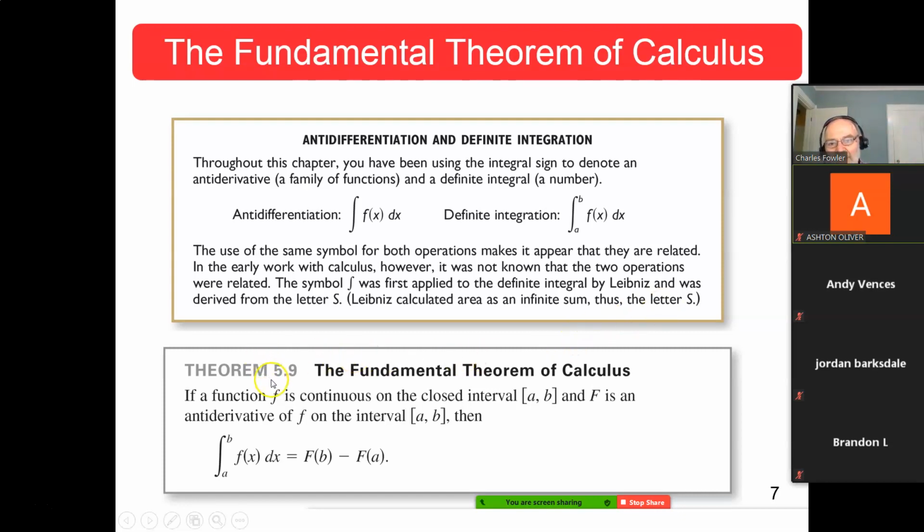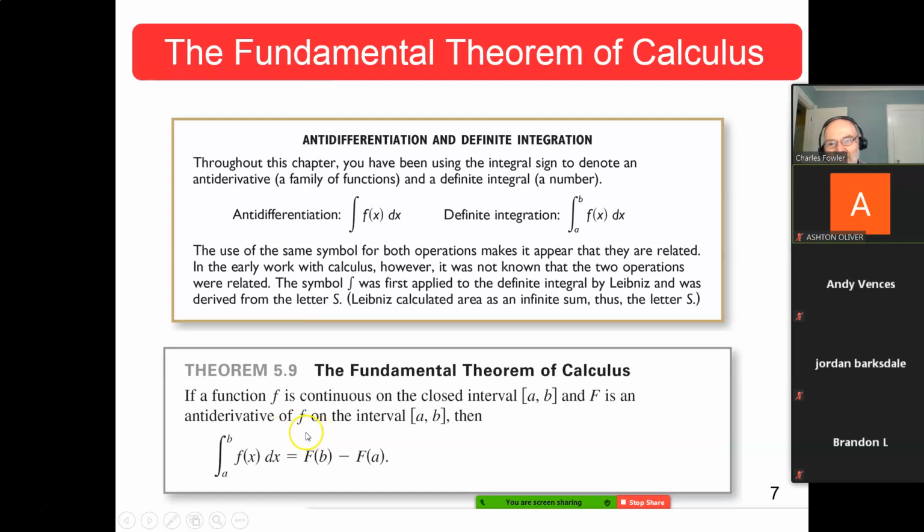So here's Theorem 5.9, the fundamental theorem of calculus. If a function f is continuous on a closed interval from a to b, and capital F, this is your little f, there's your capital F, is an antiderivative of that little f. Now, it seems like a long time ago we were talking about antiderivatives. And then we stopped and started talking about limits. And then we started talking about sums. And now we finally get around to tying them together.